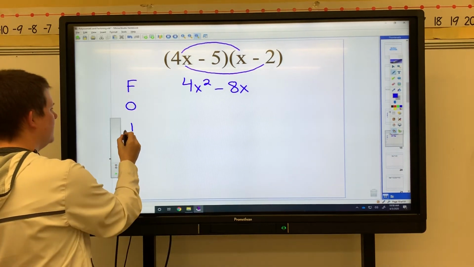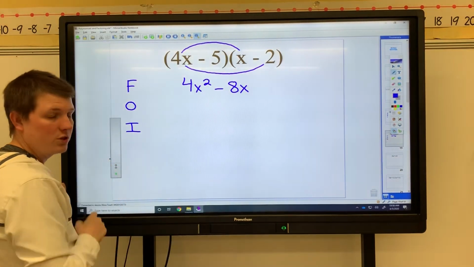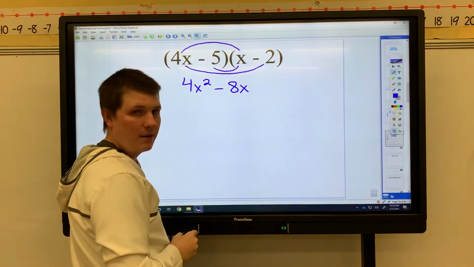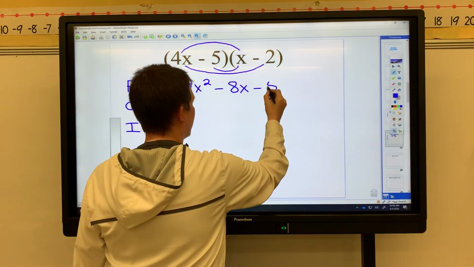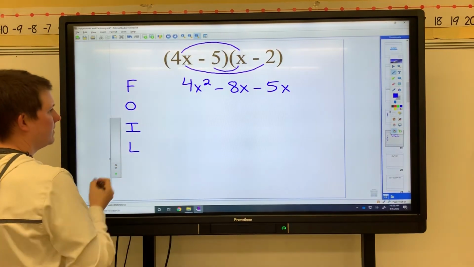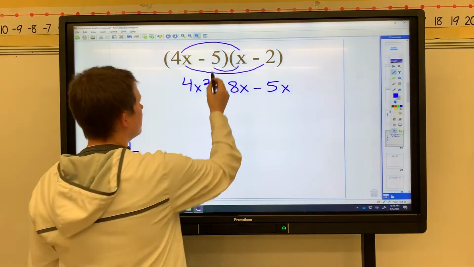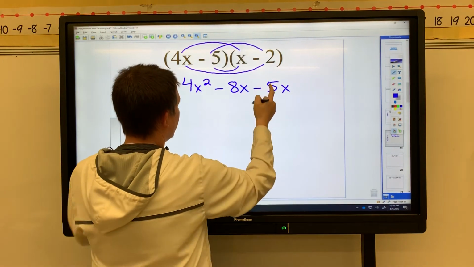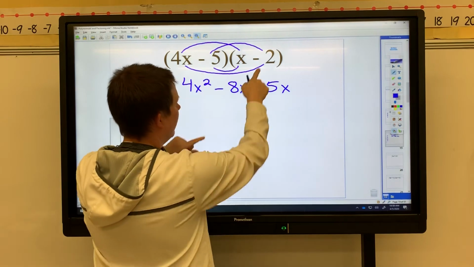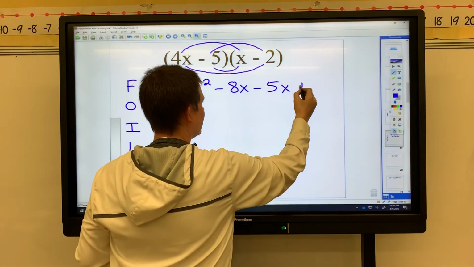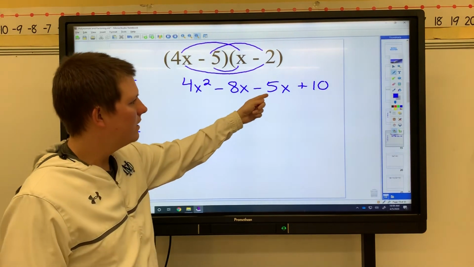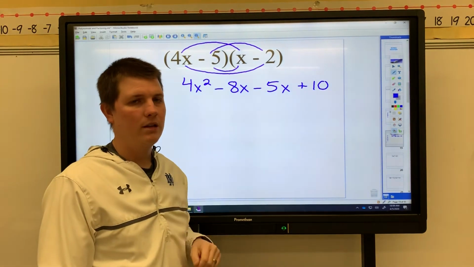Now the ones on the inside will be this one and this one. Negative 5 times x is negative 5x. And last, the last ones. So negative 5 and negative 2. Remember, that's a negative 5 and that's a negative 2. Negative 5 times negative 2 is a positive 10. First, outside, inside, and last.